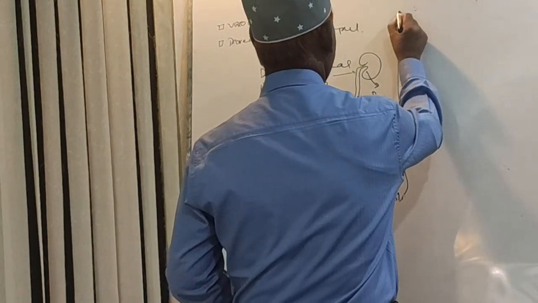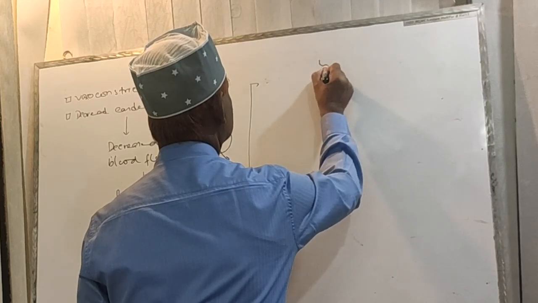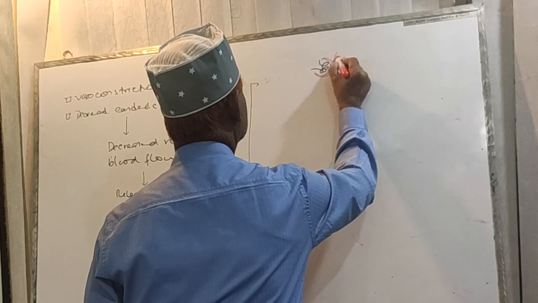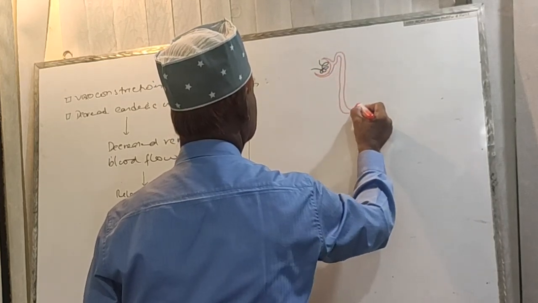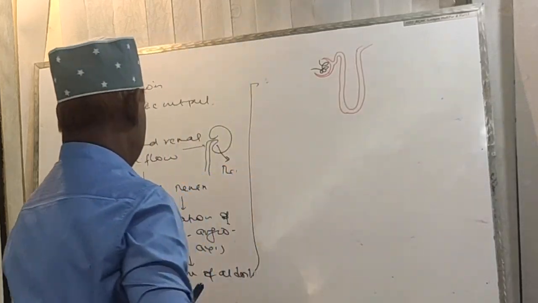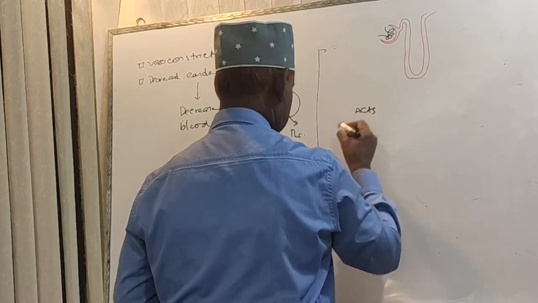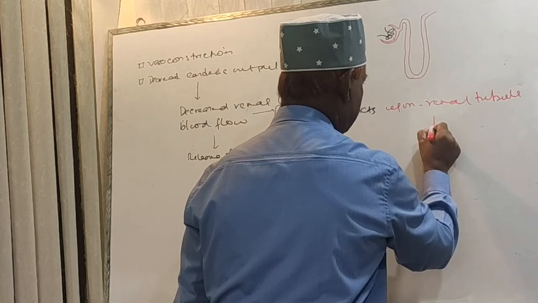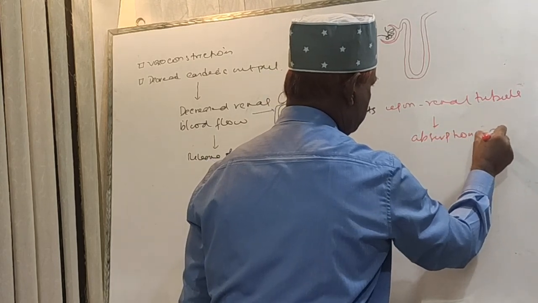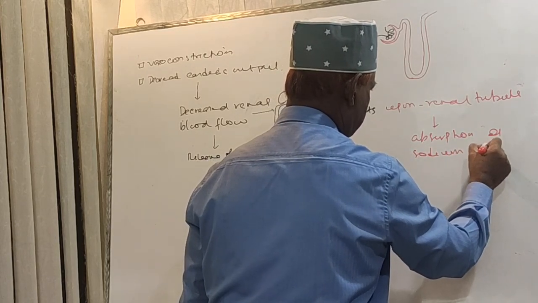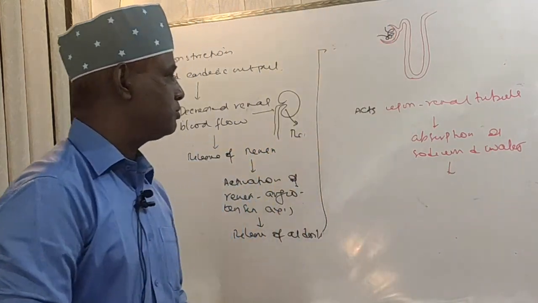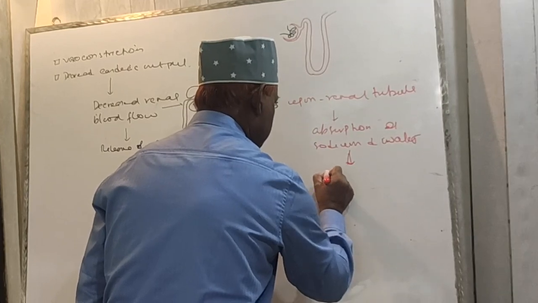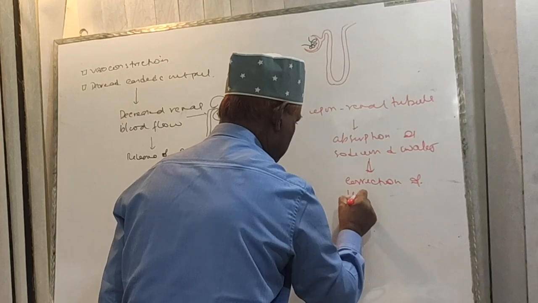And this aldosterone acts upon the renal tubules, and there is absorption of sodium and water. And as there is absorption of sodium and water from the tubules, there will be restoration of blood volume.